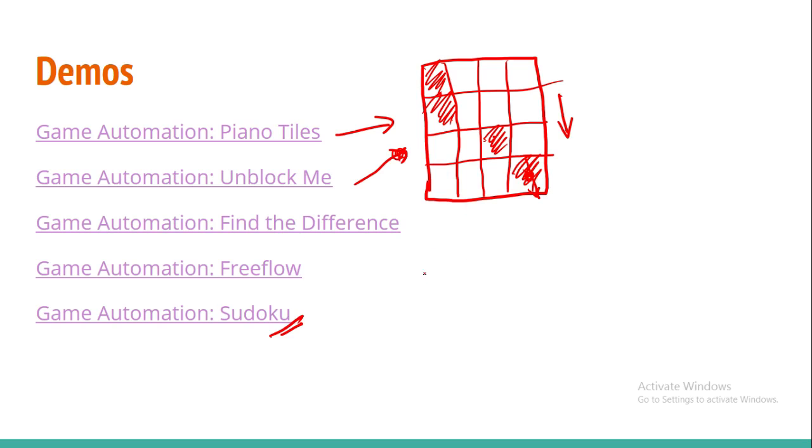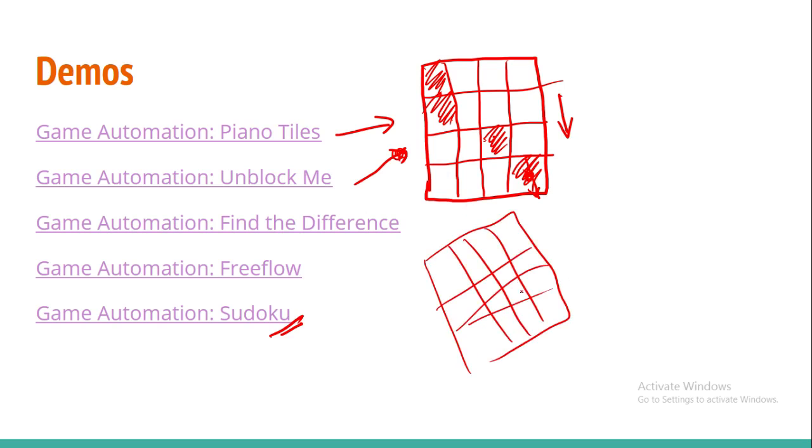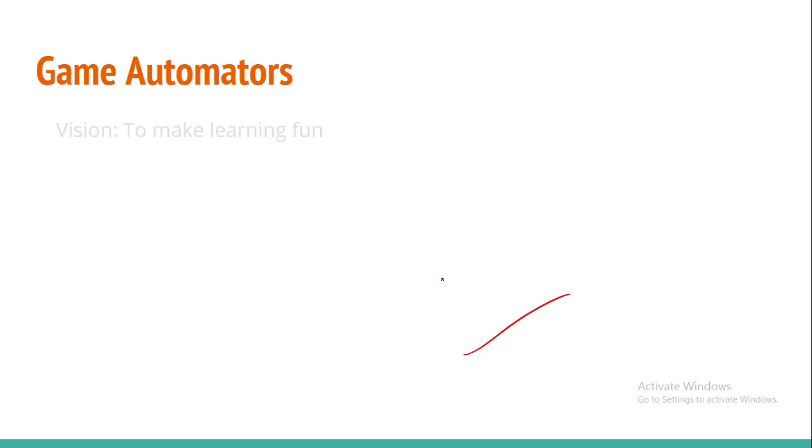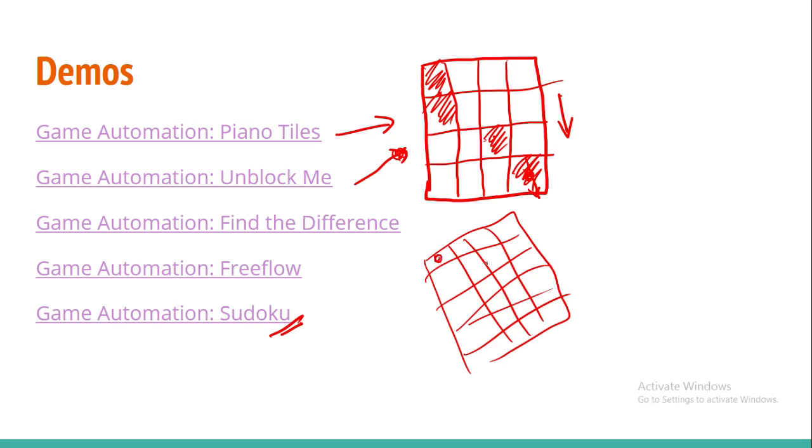Many of you might know Sudoku, which is a puzzle where you have to fill numbers in a specific way. So it's like this, and you have to fill numbers in a specific pattern, and computers can do this well. So this is another application for this technique. You can automate games like Sudoku very easily.